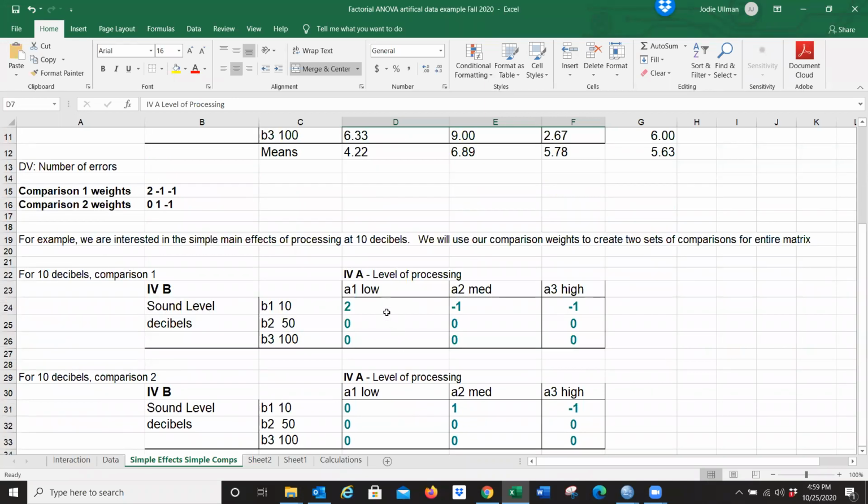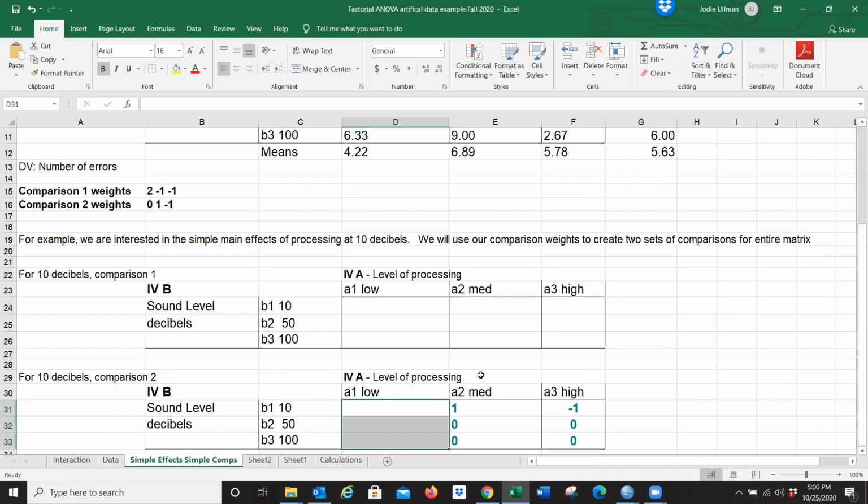All right, so that is for the 10 decibels. Let me get all of this. You can anticipate we're going to do one more. Let's do 50, and then we'll move on over to SPSS, and you'll see why this was good to have. So keep this out.